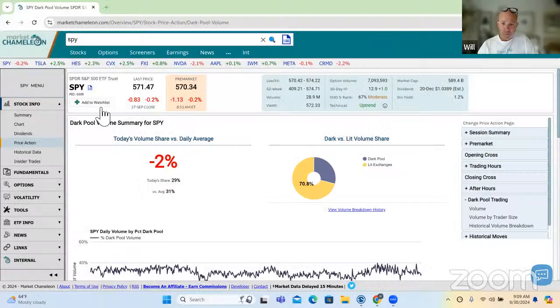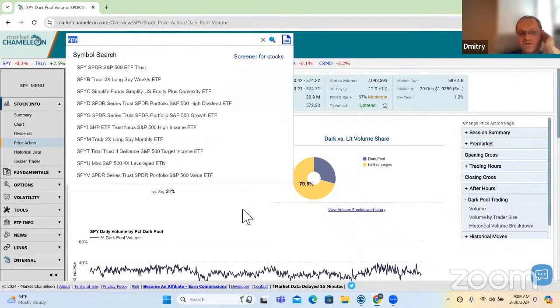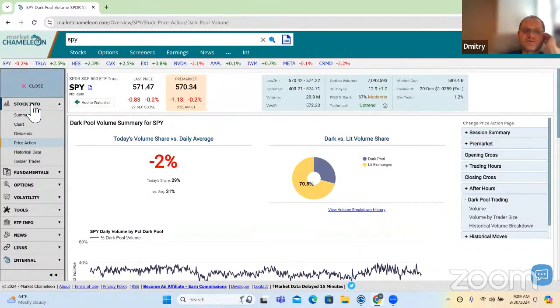And they were asking how you got to this screen again, actually. Can you just walk through the difference? I just use SPO as my default. And then I went under the stock menu, price action, and I picked dark pool trading. Awesome.